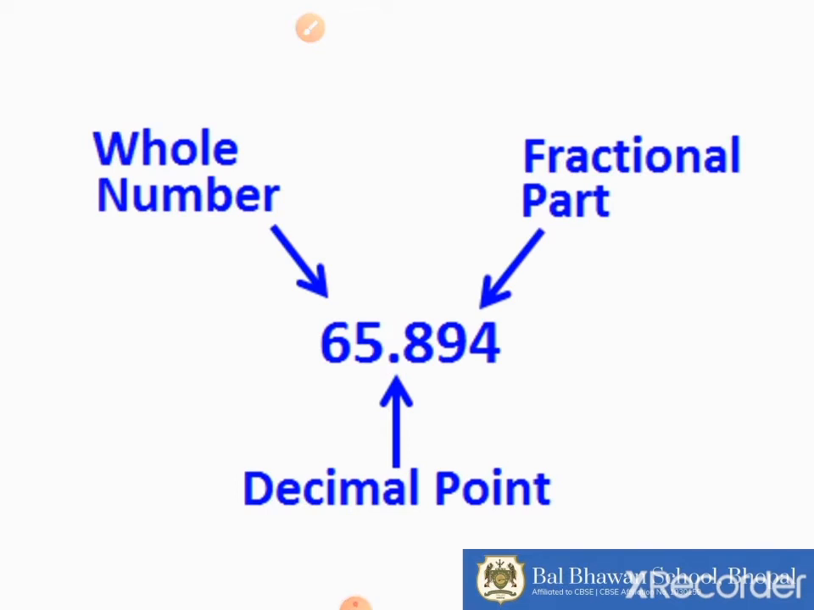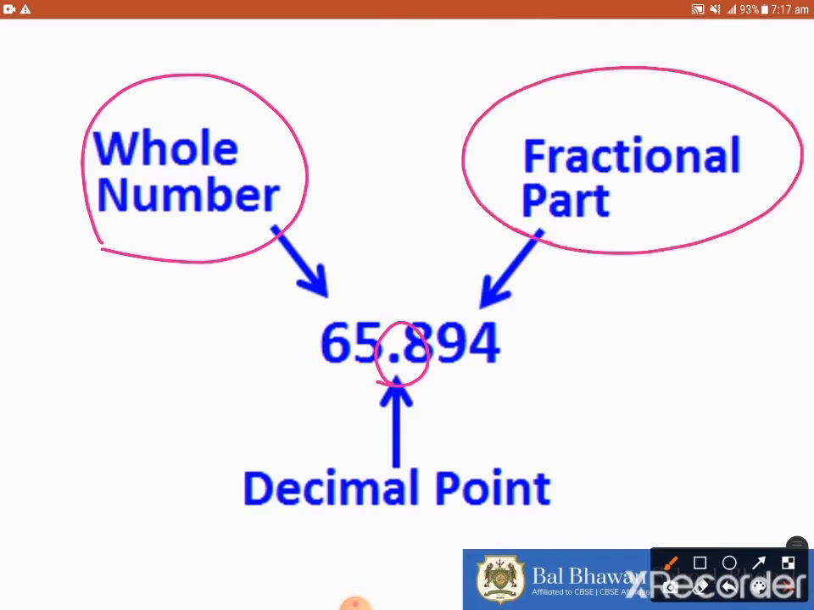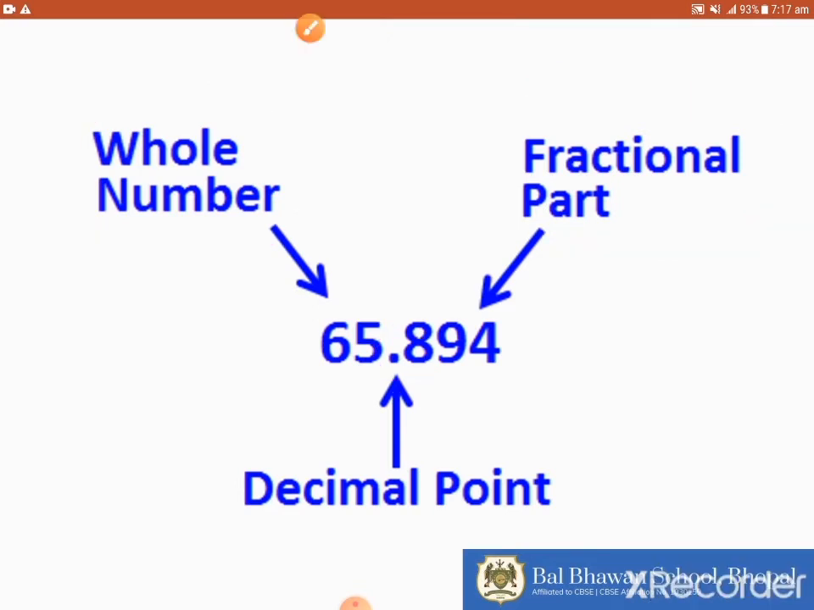Look at this number. This number is 65.894. The point in between them is called a decimal point. Before the decimal, the number is a whole number. After the decimal, the number is a fractional number. So a decimal number has two parts, the whole number part and the fractional part.